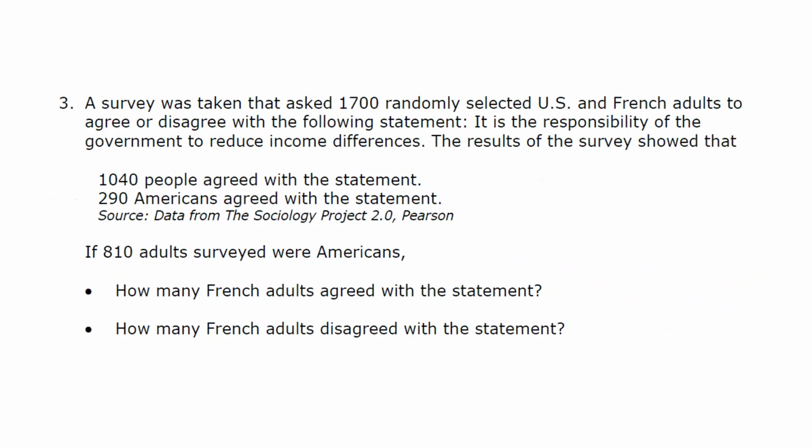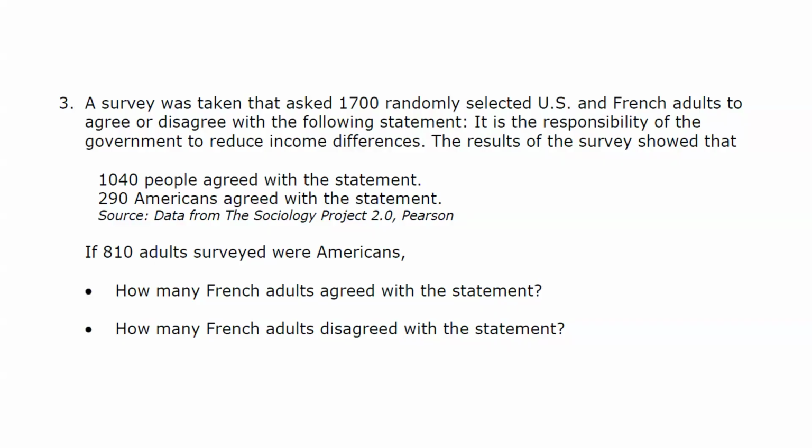Okay. So in our guided example number 3, a survey was taken that asked 1,700 randomly selected US and French adults to agree or disagree with the following statement. It is the responsibility of the government to reduce income differences. The results of the survey showed that 1,040 people agreed with the statement. 290 Americans agreed with the statement. If 810 adults surveyed were Americans, how many French adults agreed with the statement and how many French adults disagreed with the statement?